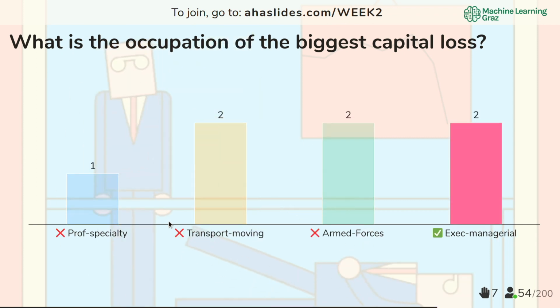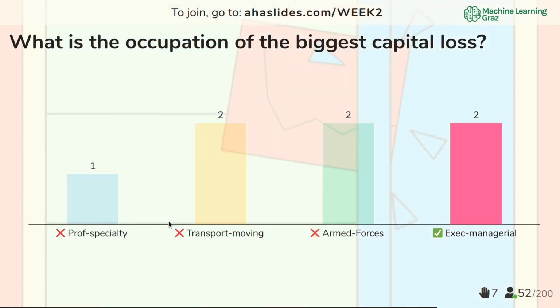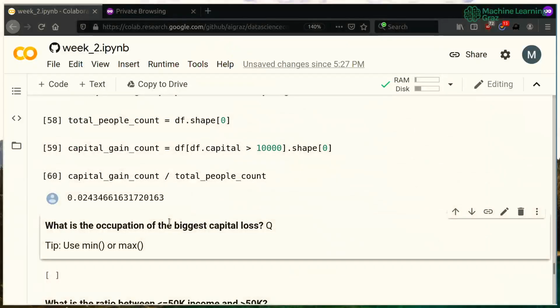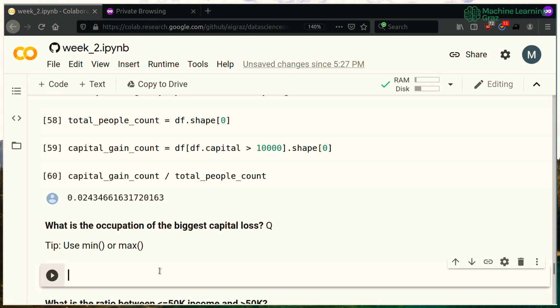Okay, let's see. So we have very low numbers. So I guess that was a bit harder. And yeah, two people got it right. So it's actually executive managers. Shocking, right? Well, no, I would say it's not shocking. It's more intuitive, because executives usually have more capital than other people, and the more you have, the more you lose. Because if you have nothing, you will never lose.